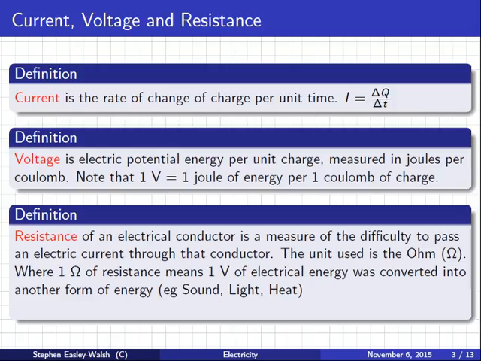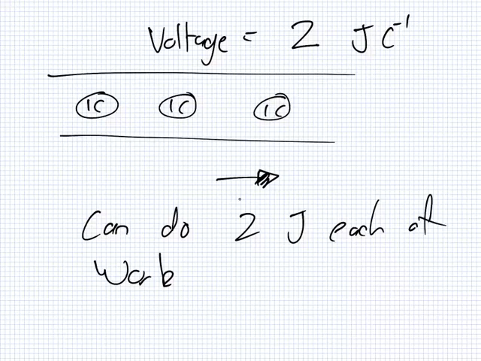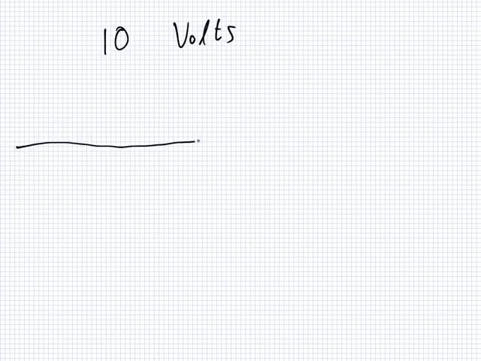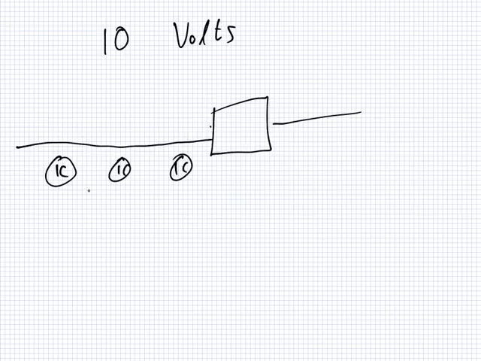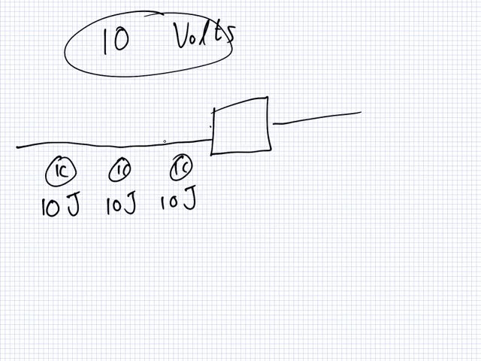Let me give you an example in my picture. Let's say I have 10 volts. That means 1 coulomb. How much work could each of these do? This one can do 10 joules. This one could do 10 joules. This one could do 10 joules. Because I said we have 10 volts, for example. 10 joules per coulomb.